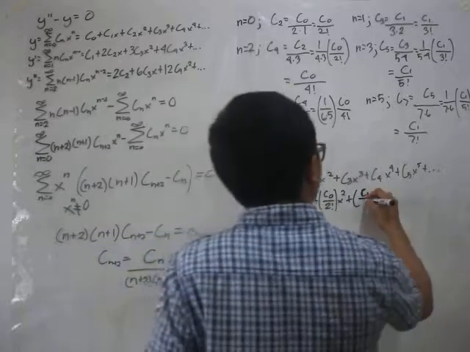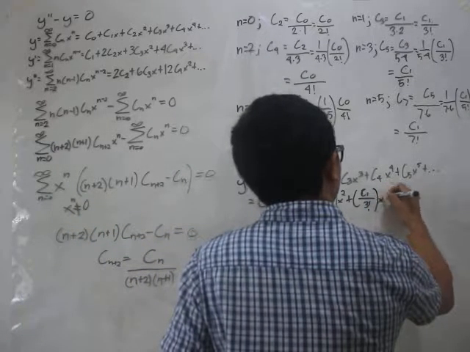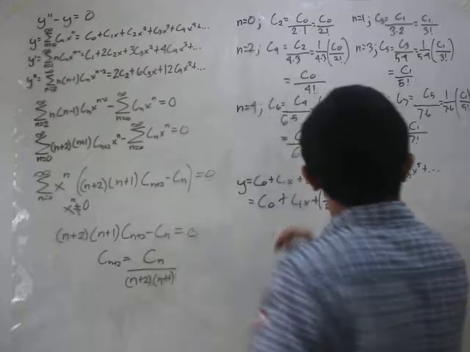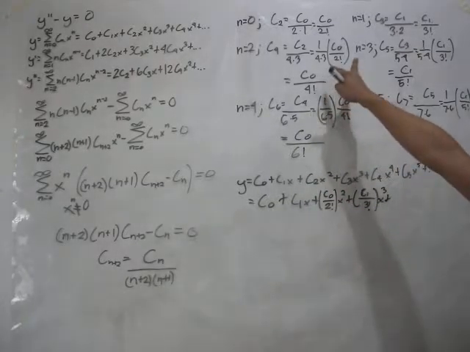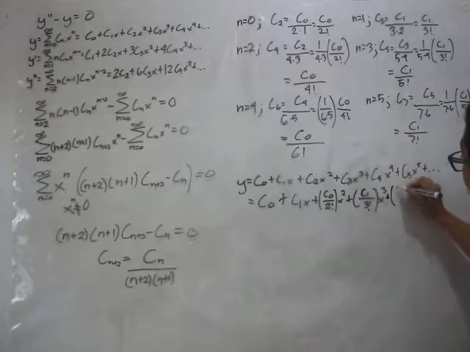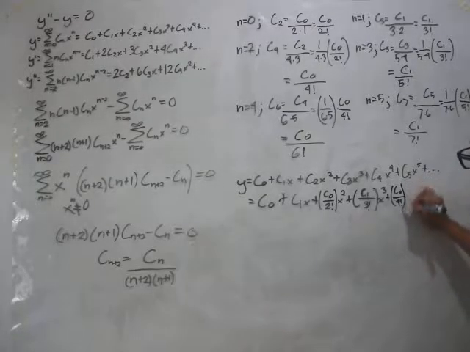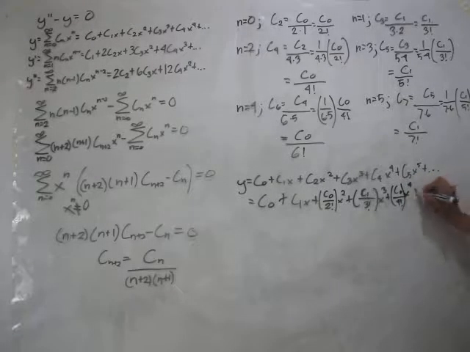plus our c3, which is c1 over 3 factorial, x cubed, plus our c4, we have c0 over 4 factorial times x to the 4th, and our c5 is c1 all over 5 factorial, x to the fifth, and so on.